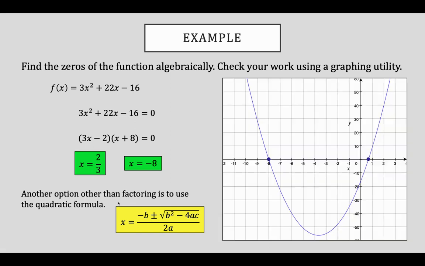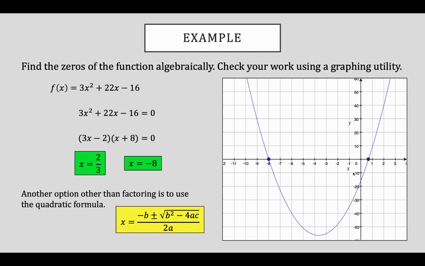So, check your work using a graphing utility. Pull out your TI-84 calculator and graph our function y equals 3x squared plus 22x minus 16. You should end up with a parabola that looks like this right here. And notice, where do our x-intercepts or our zeros occur? They occur at x equals negative 8 and x is equal to 2/3. Make sure you are comfortable finding x-intercepts or zeros on your calculator.